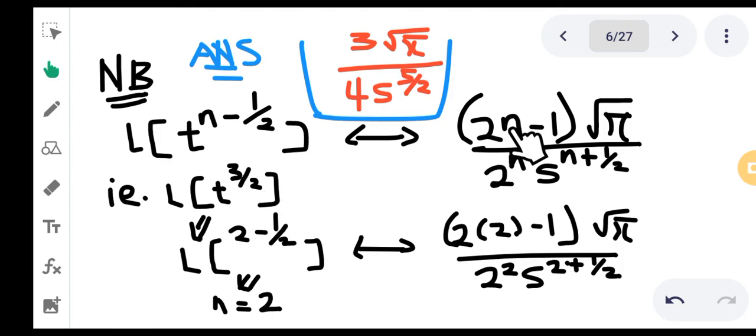So here, whenever you see n, you just place your 2 there. So you are going to get 2 times 2 minus 1 root pi all over 2 exponent n. Now 2 exponent n, your n is 2, so 2 exponent 2. S exponent n plus half, so s exponent 2 plus half. So you are going to get your answer to be 2 times 2 minus 1, which is 3, times root pi all over 4, because 2 squared is 4, s exponent. I know that 2 plus half is 5 over 2. Thank you very much.